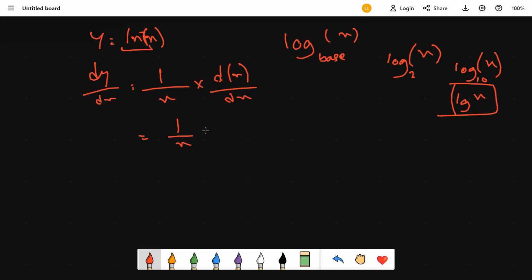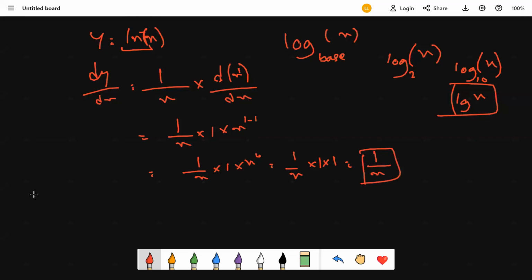So that gives us the value of what? This x, if we differentiate it, what do we get? x to the power 1 here. So 1 times x to the power 1 minus 1. That gives the value of 1 over x times 1 into x to the power 0, which simply gives us 1 over x into 1 times 1. And finally, that gives us the value of 1 over x. That means the differentiation of ln of x is 1 over x.